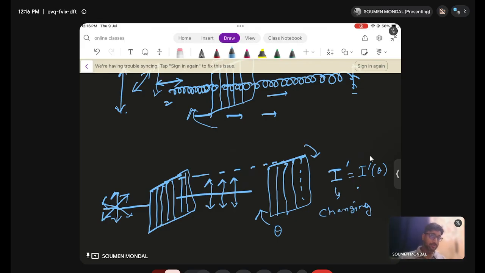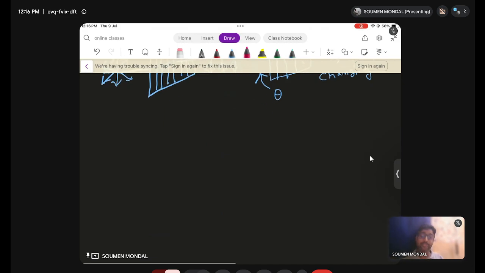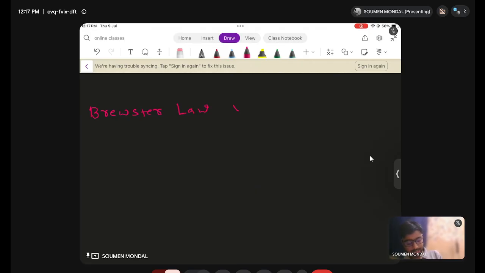The particle or electric field would oscillate parallel to the direction of propagation, and it would easily pass. Anyway, this is one thing I want to say. Now move on to how to make polarized light very easily. First we discuss what we call the Brewster angle and Brewster's law.